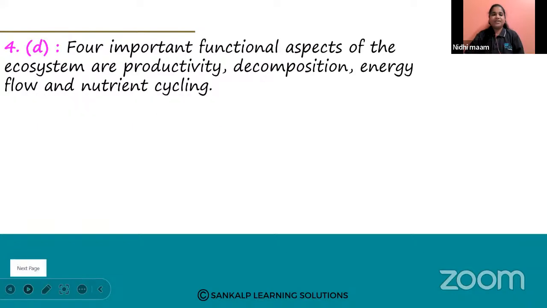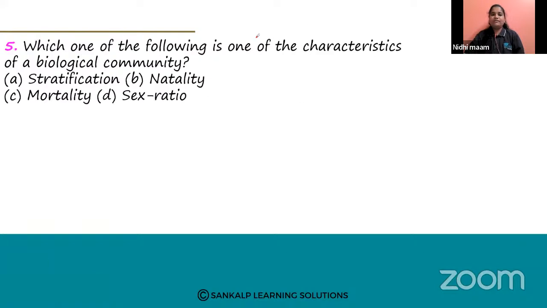Yeah, next question. Which one of the following is one of the characteristics of a biological community? A is stratification, B is natality, C is mortality, D is sex ratio.